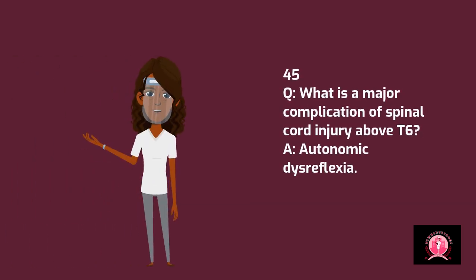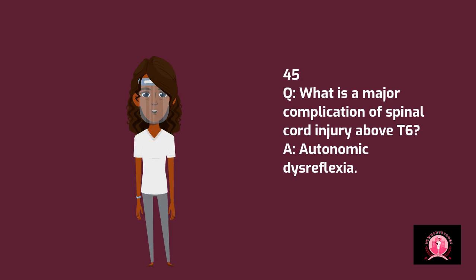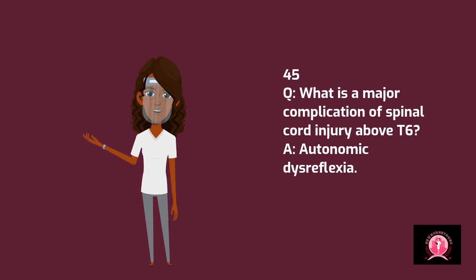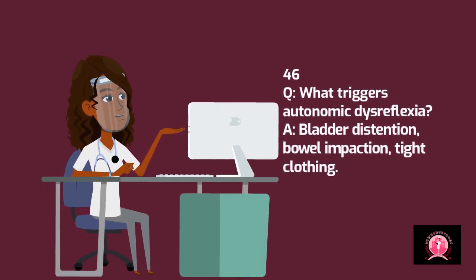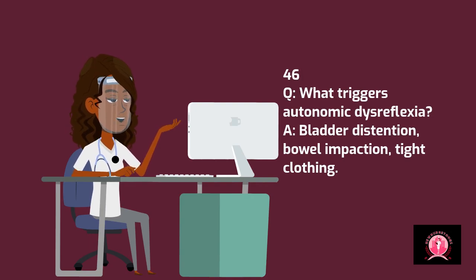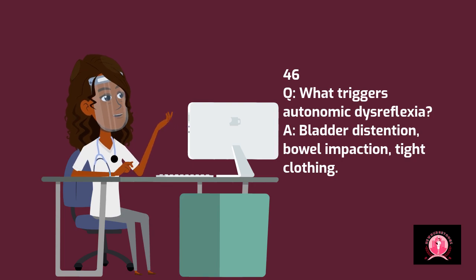45Q. What is a major complication of spinal cord injury above T6? A. Autonomic dysreflexia. 46Q. What triggers autonomic dysreflexia? A. Bladder distension, bowel impaction, tight clothing.